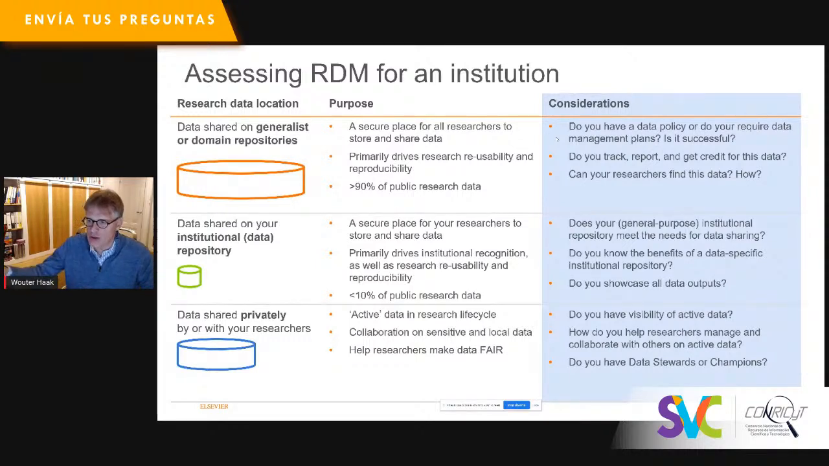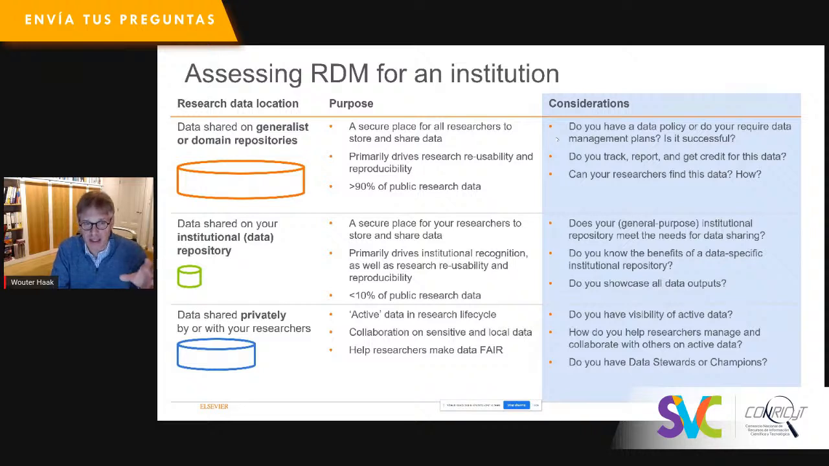So how do researchers collaborate around their data with other institutions? Do you have good visibility on that? Do you help your researchers manage that data? And maybe the most important question is, what happens at your institution if a researcher leaves? The data that's left behind, the data that's still at your institution, does somebody know how it was produced? Can it be reused? Or is it just sitting there and nobody understands anymore how it came about?